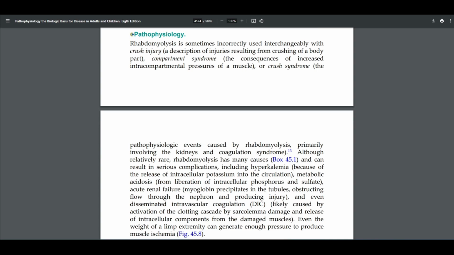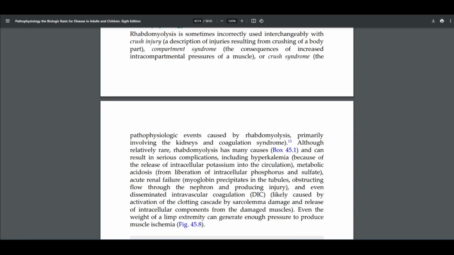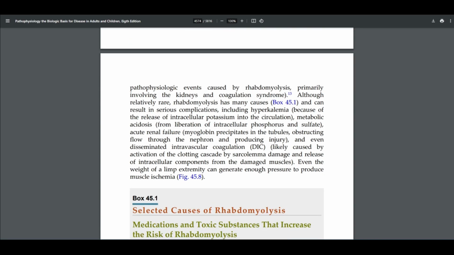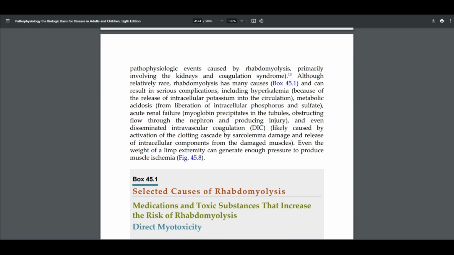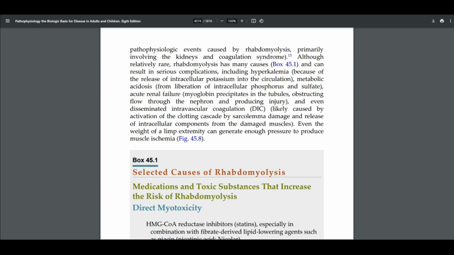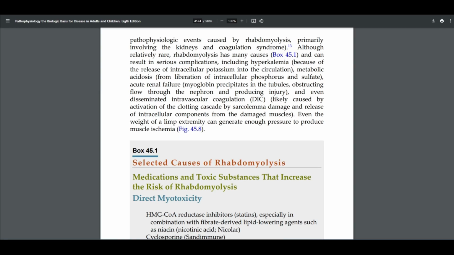Rhabdomyolysis is sometimes incorrectly used interchangeably with crush injury, compartment syndrome, or crush syndrome. Although relatively rare, rhabdomyolysis has many causes and can result in serious complications including hyperkalemia, metabolic acidosis, acute renal failure, and even disseminated intravascular coagulation. Even the weight of an extremely limp extremity can generate enough pressure to produce muscle ischemia.